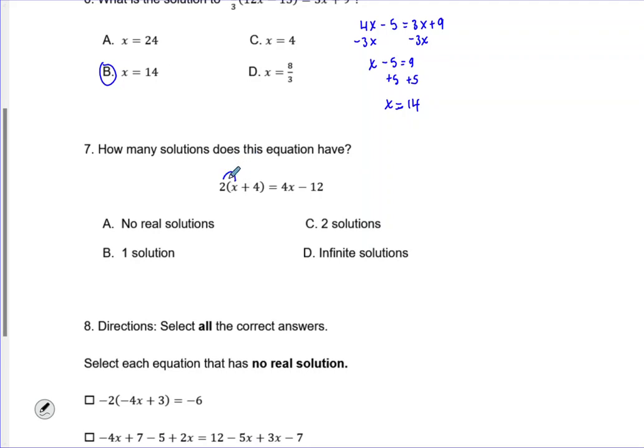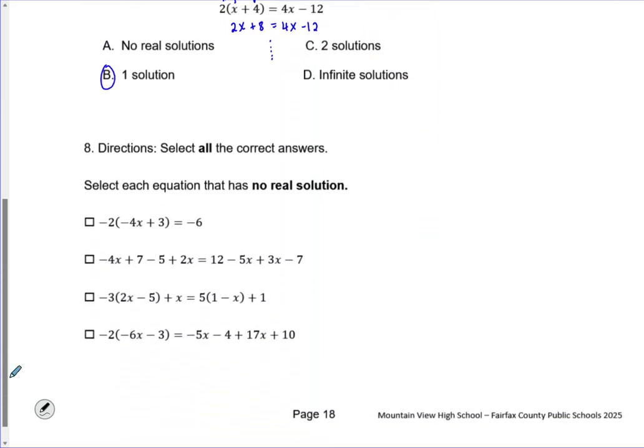Let's go ahead and simplify this because we're looking at the type of solution. So you don't have to completely solve them. You just have to simplify to see what you would get. So at this point, I'll just stop here. I don't want to have to solve this because when I have two different coefficients for x, that means that I will end up with one solution for this.